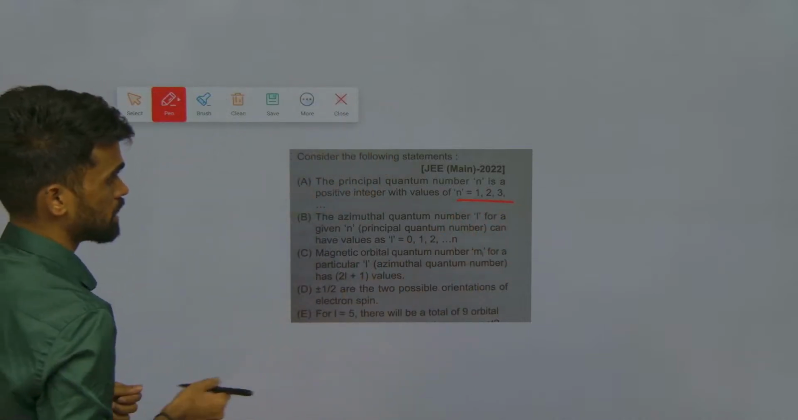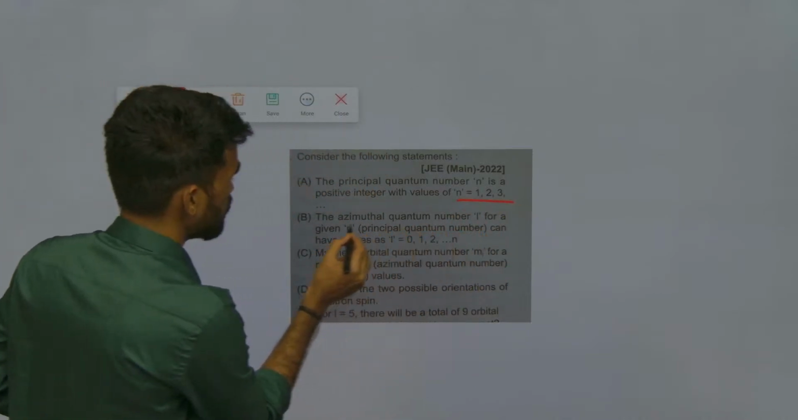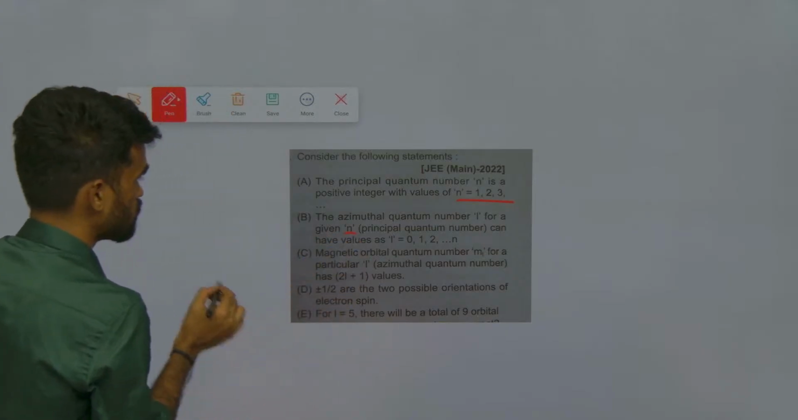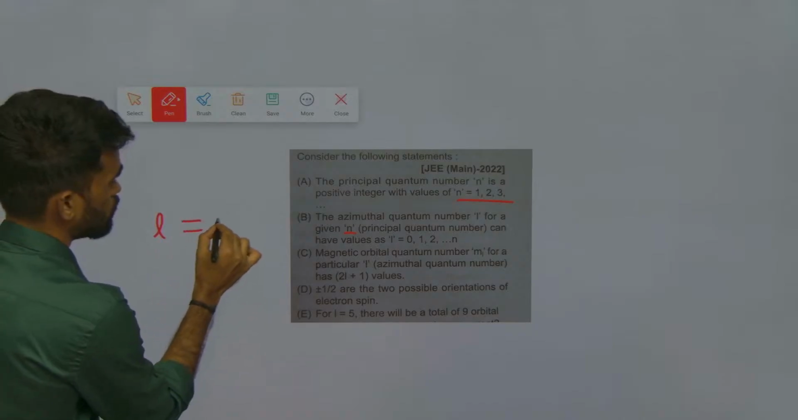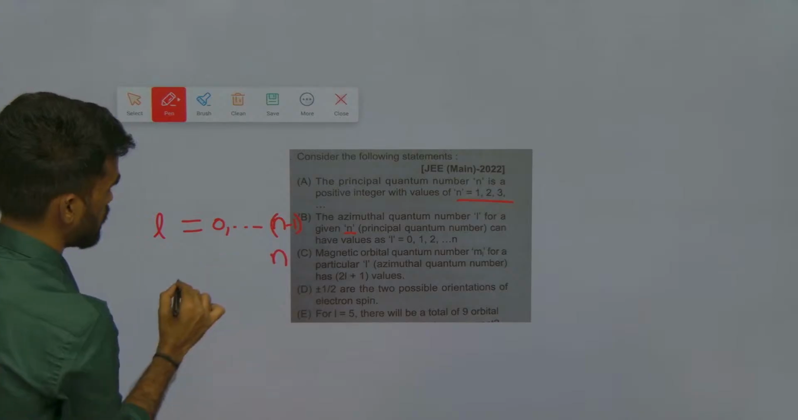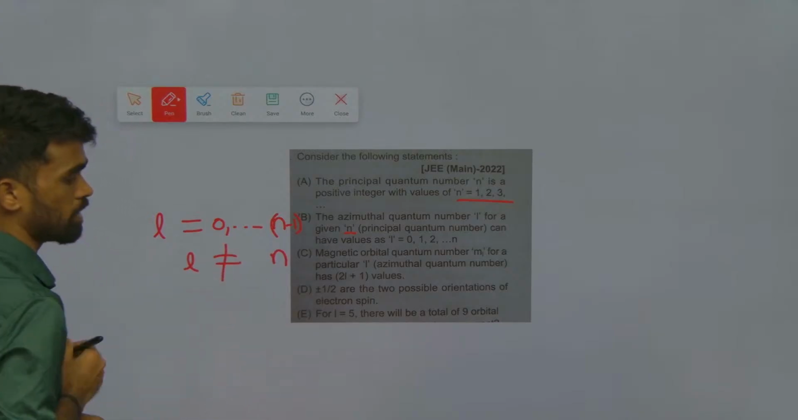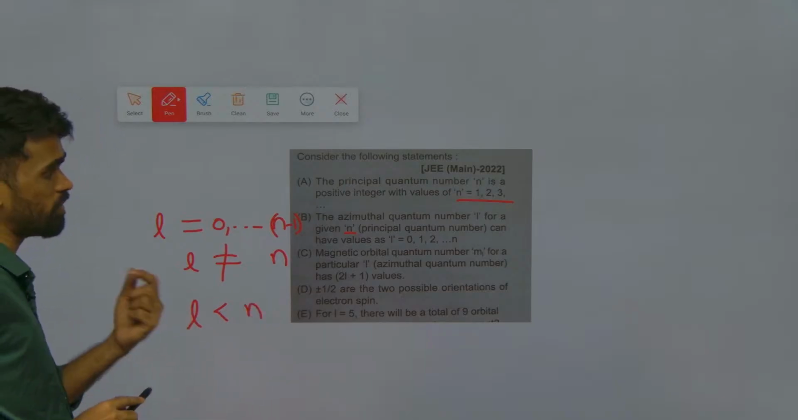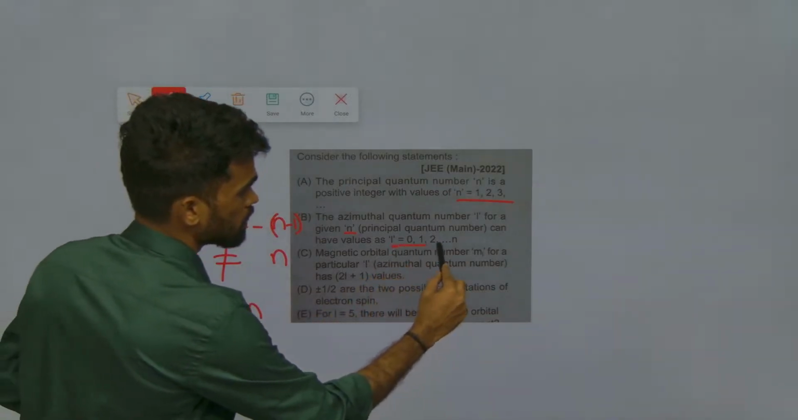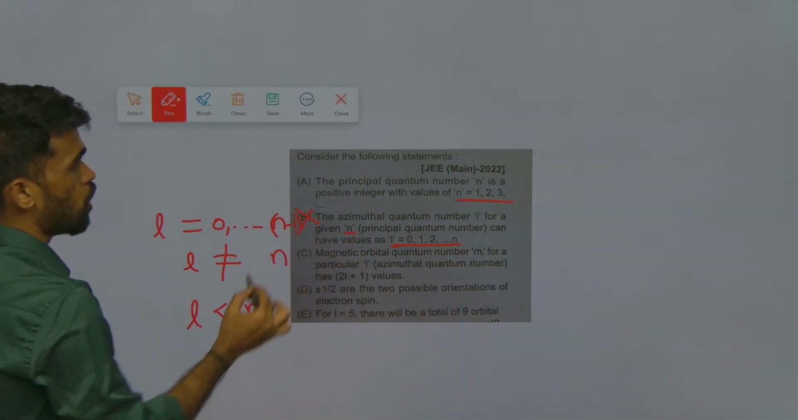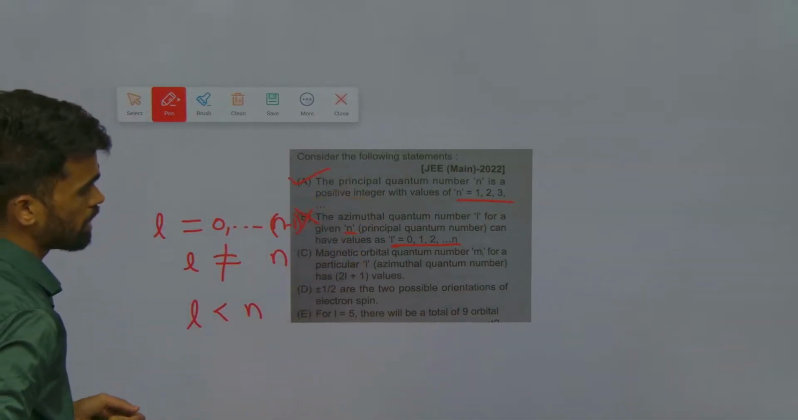Next, the azimuthal quantum number l for a given principal quantum number n. Values vary from where to where? l will be from 0 up to n minus 1. It should not be equal to n. l should always be less than n. This is what we studied. But they are saying 0 to n, so option B is incorrect. Option 1 is correct.